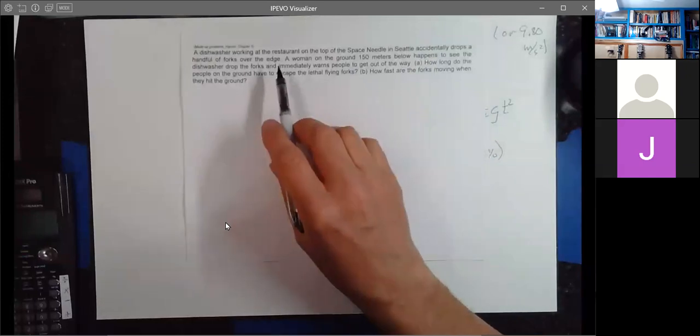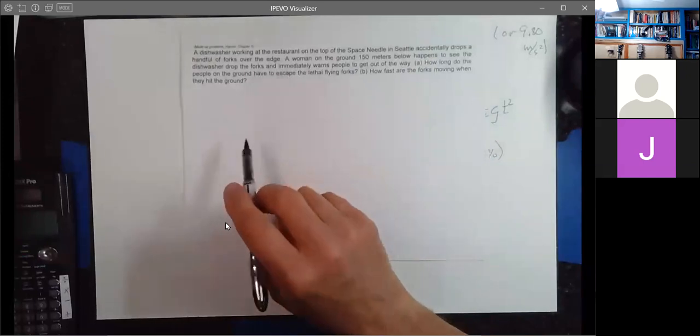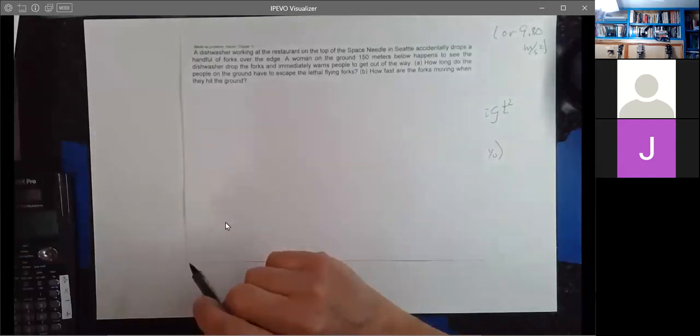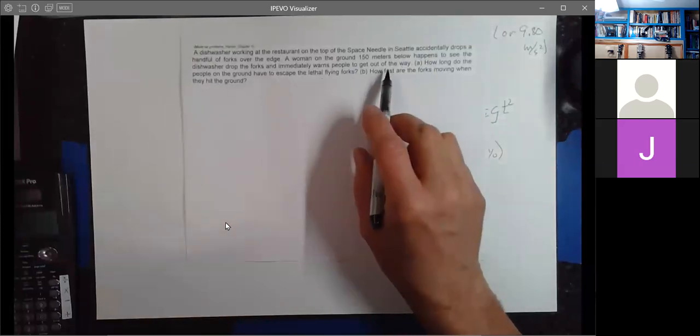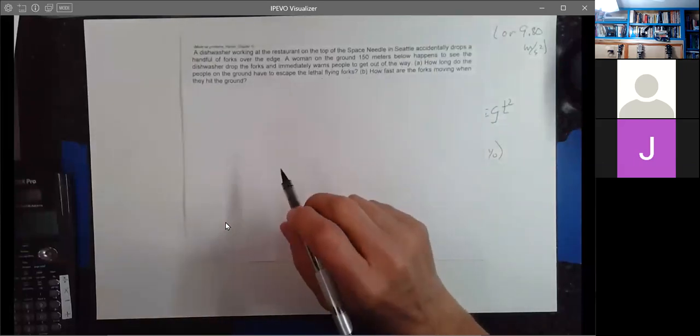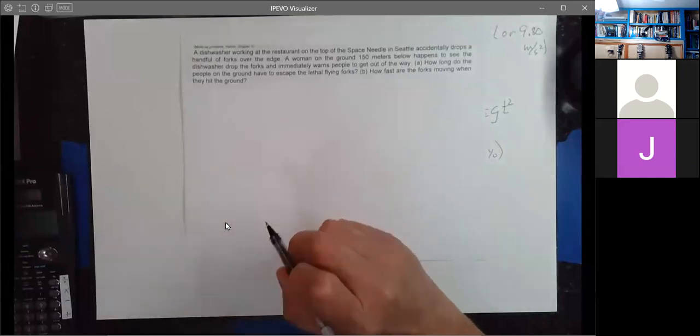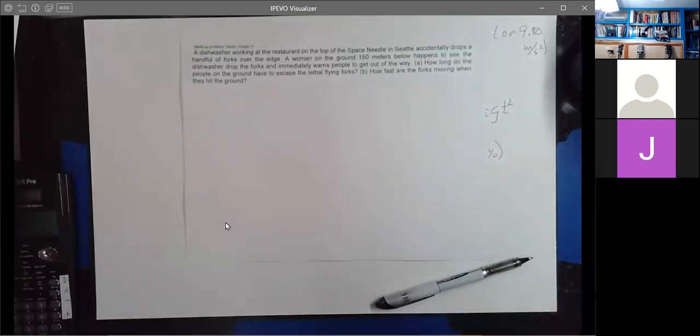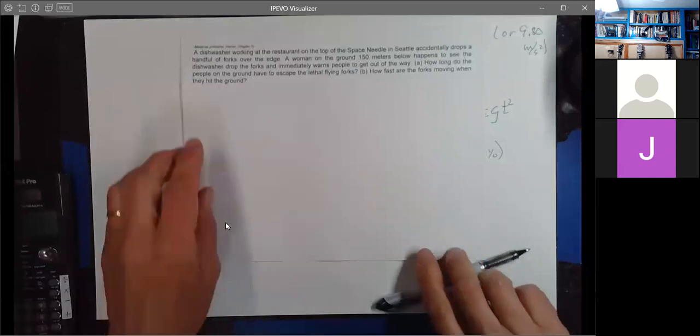But anyway, a dishwasher accidentally drops a handful of forks over the edge. A woman on the ground 150 meters below happens to see the dishwasher drop the forks and immediately warns people to get out of the way. How long do the people on the ground have to escape the lethal flying forks, and how fast are they moving when they hit the ground? Well, let's see how we can do this thing.